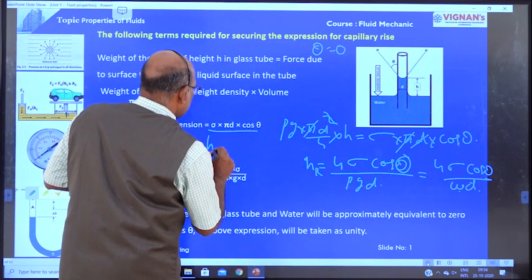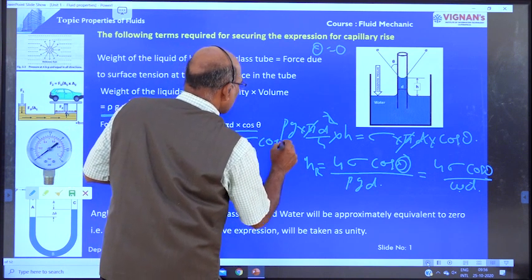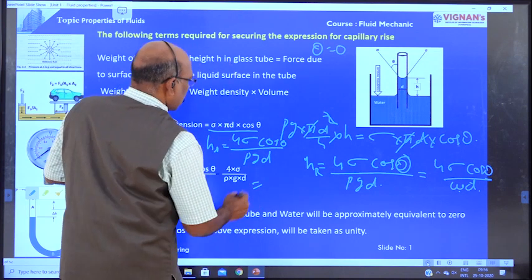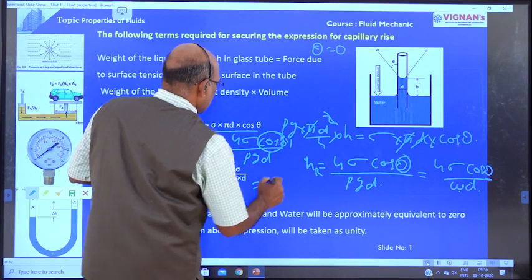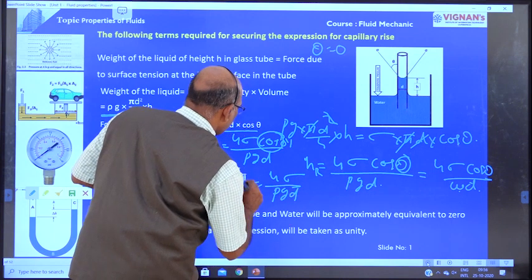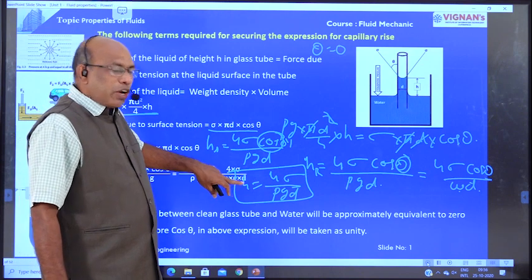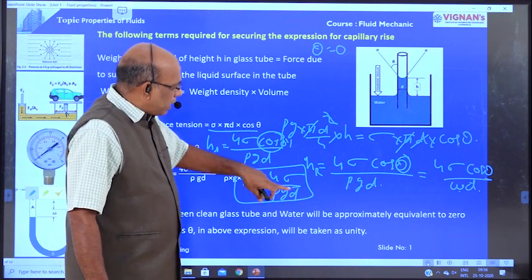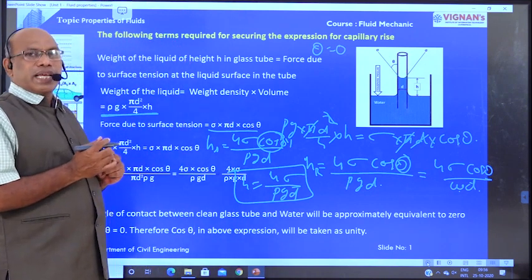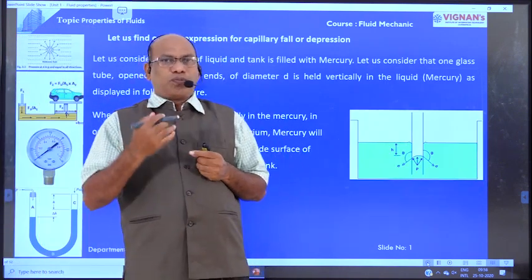Automatically cos theta is equal to 1. Therefore the capillarity rise h is equal to 4 sigma cos 0 divided by rho g d, but cos 0 is equal to 1, therefore 4 sigma divided by rho g d. This is the formula for the determination of capillarity rise, because theta is 0 when the liquid is taken as water. Now we are going to derive the expression for the capillarity fall.